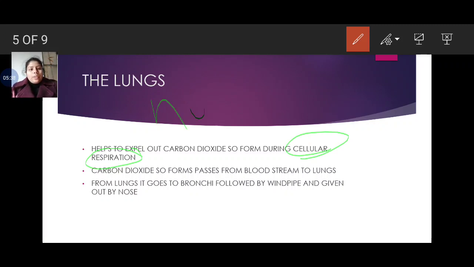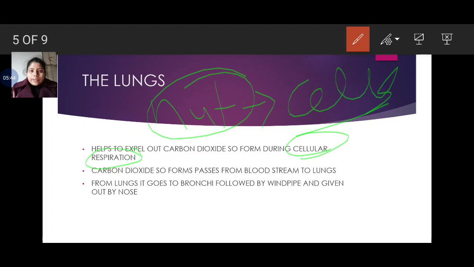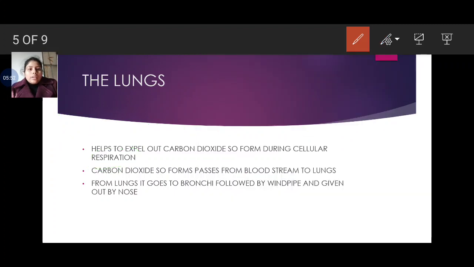When the nutrients are taken up by the cells, these nutrients are burned. Mainly the nutrient which is a source of energy is glucose, or you may say sugar.